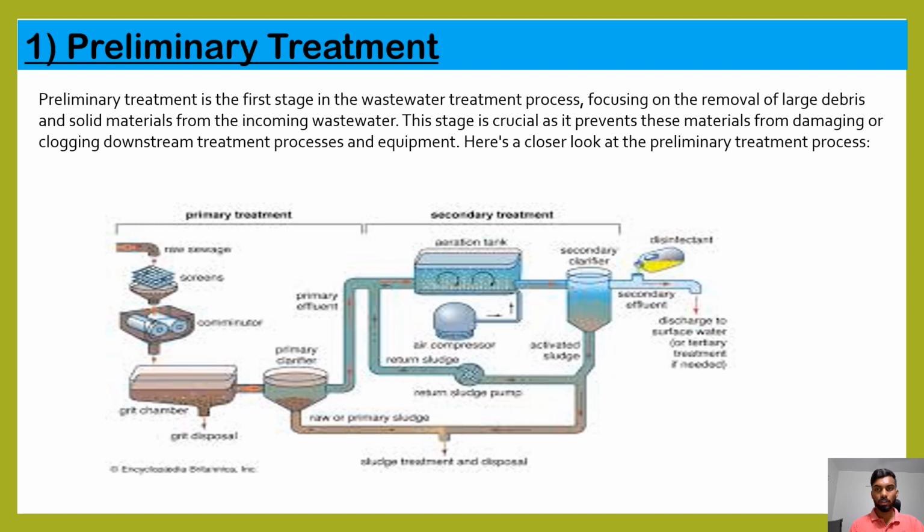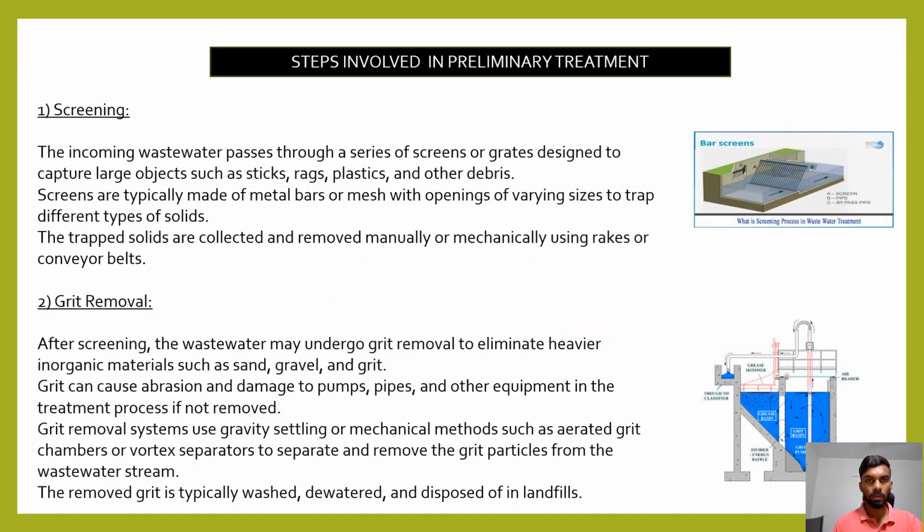Here's a closer look at the preliminary treatment process. Let's discuss about the steps involved in preliminary treatment. The first step is screening. The incoming wastewater passes through a series of screens or gates designed to capture large objects such as sticks, rags, plastics and other debris. Screens are typically made up of metal bars or mesh with openings of varying size to trap different types of solids. The trapped solids are collected and removed manually or mechanically using rakes or conveyor belts.